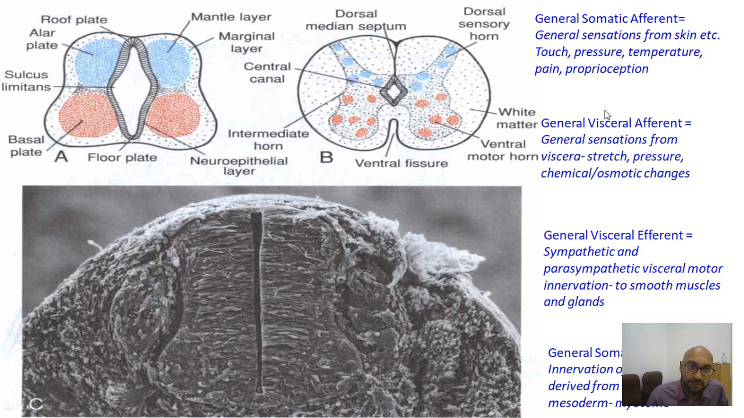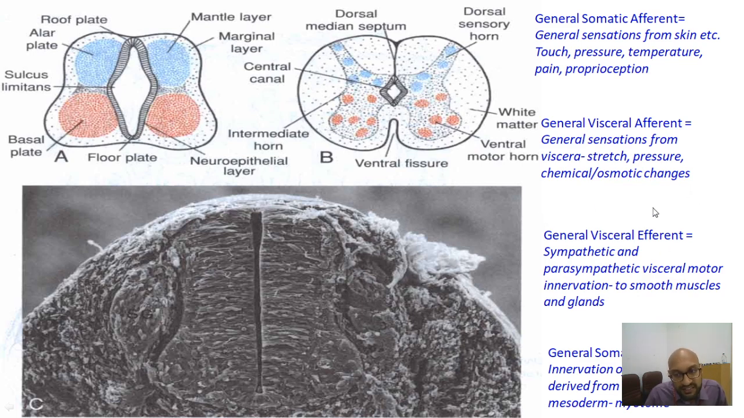So these further split in the spinal cord to give rise to four functional columns, that is, from dorsal to ventral: general somatic afferent, general visceral afferent, general visceral efferent, and general somatic efferent. Now, if you just see what I have written over here, the general somatic afferent is meant for general sensations from the skin, that is touch, pressure, temperature, pain, proprioception, and so on. General visceral afferent is for general sensation from the viscera, that is stretch, pressure, chemical and osmotic changes, like the baroreceptors, as well as the osmoreceptors that you get related to various viscera and even blood vessels.